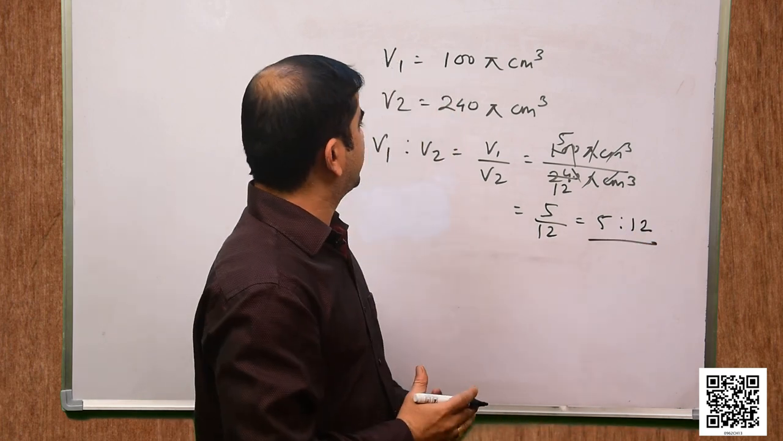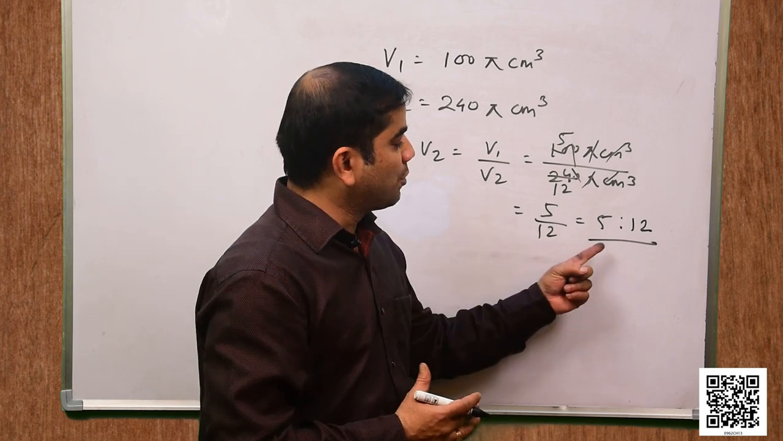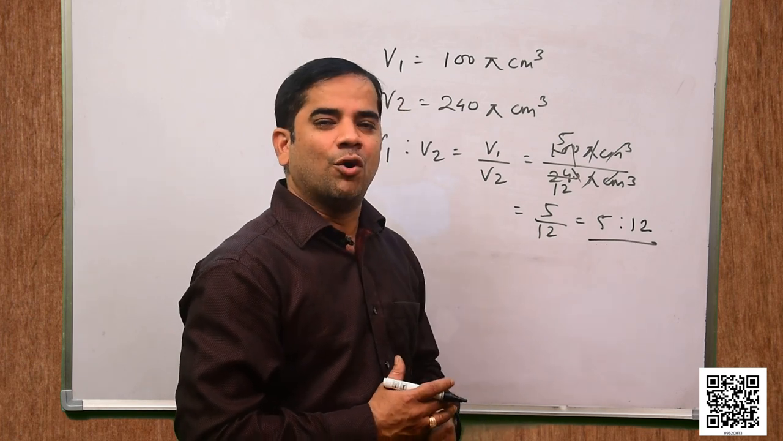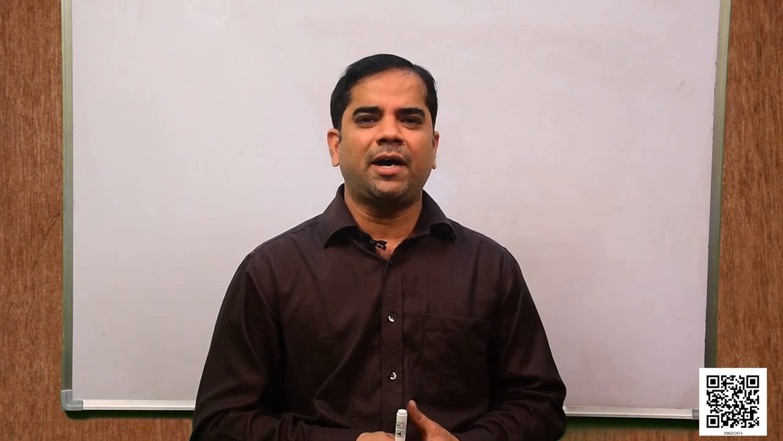(5/12) = 5:12. So, the ratio of the volumes is found to be 5:12. Hope you understand. Students, let us now solve question number 9.